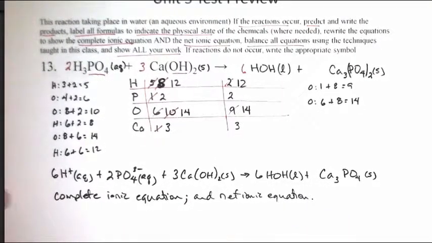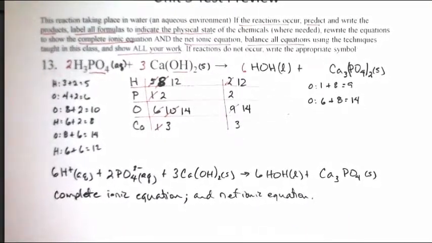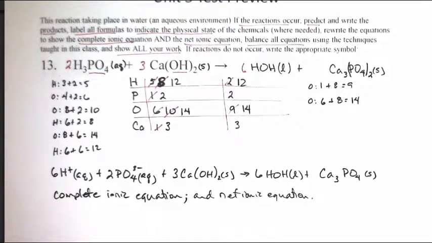Well, you've got to label which one's which. Okay. So this is one of those cases where if there's no spectators, the same equation is both the complete and net ionic equation.